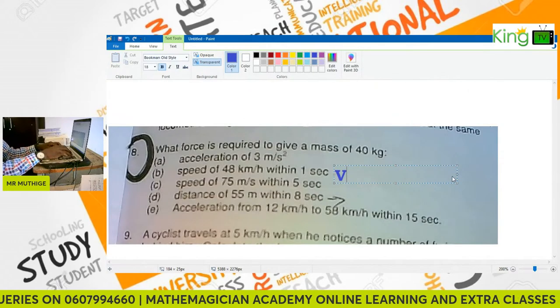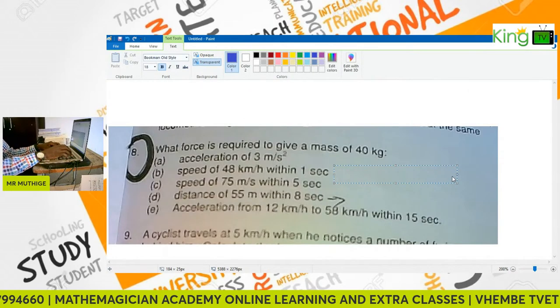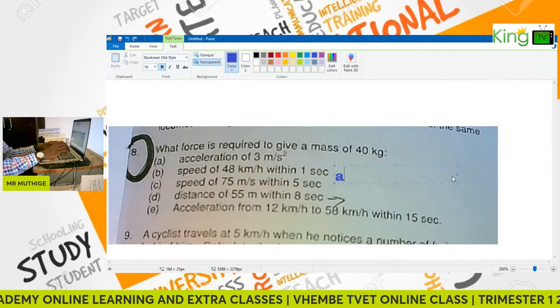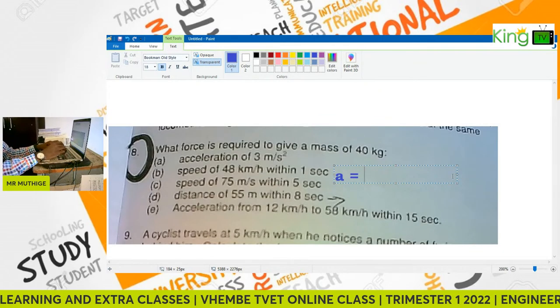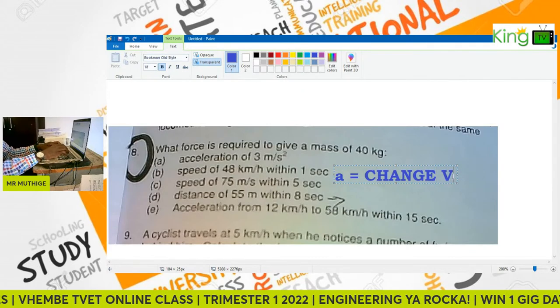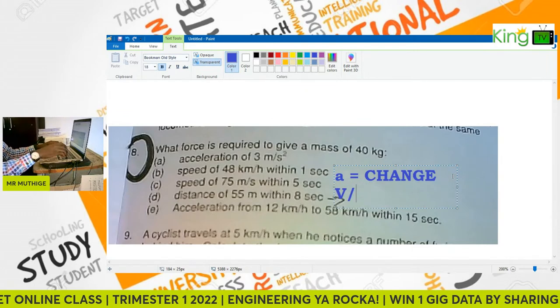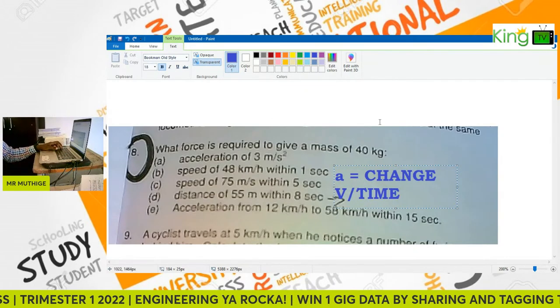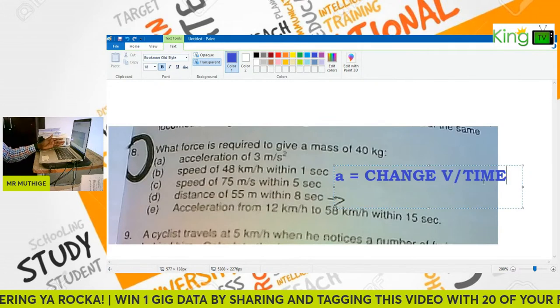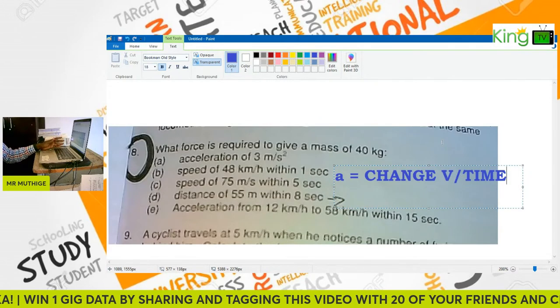What's the formula? Acceleration is change in V over time, and that simplifies the whole equation. Okay, that's fine. So we are happy there.